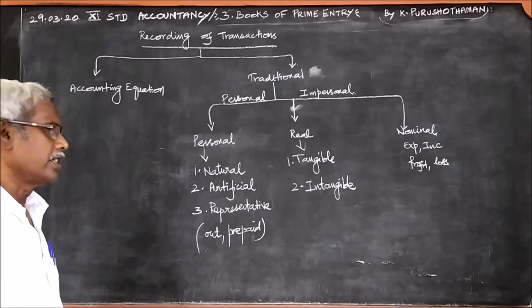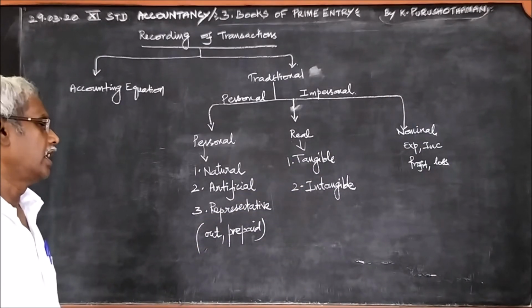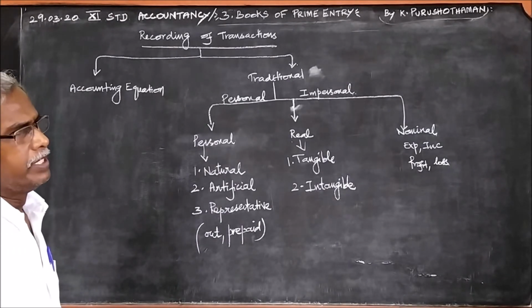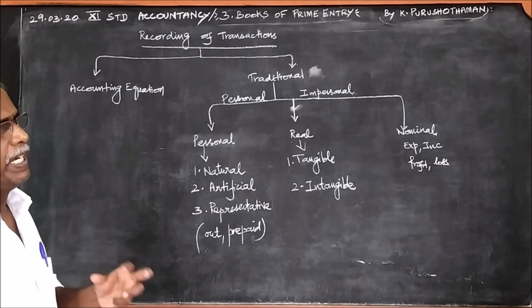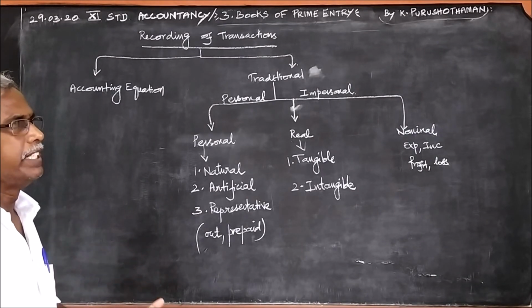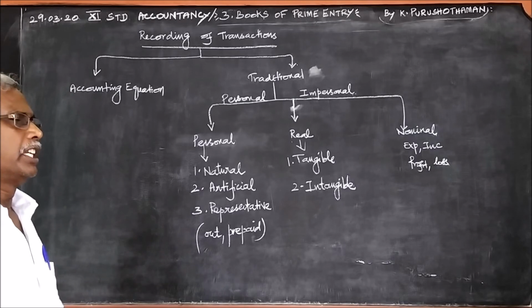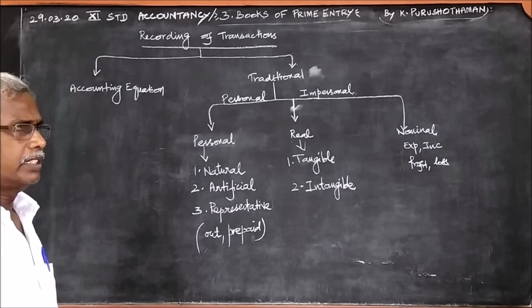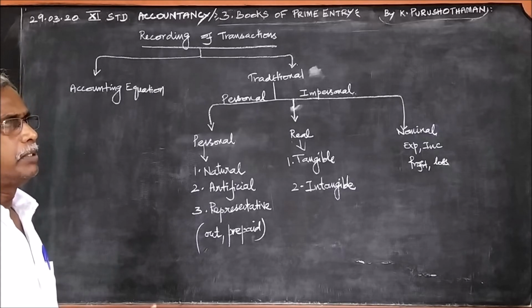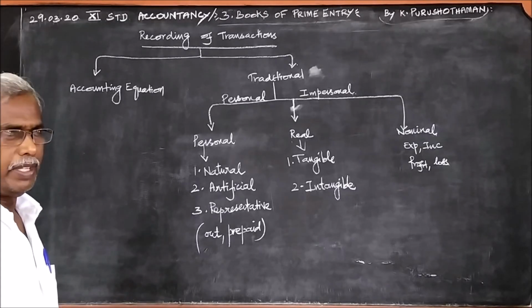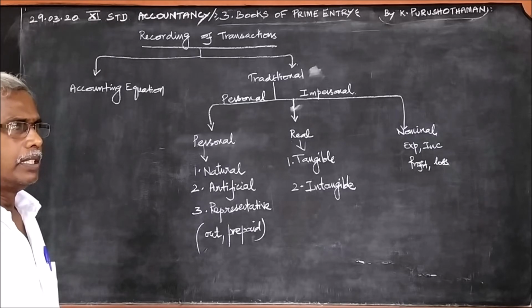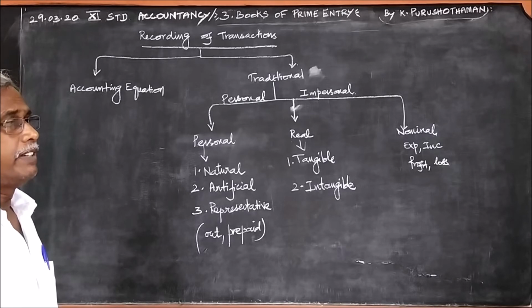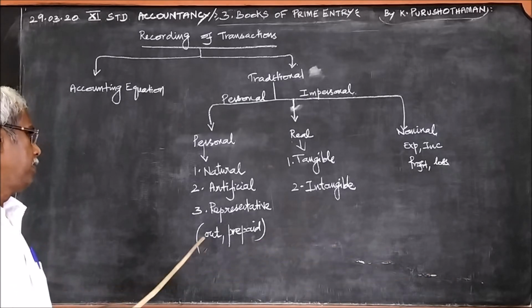Then the next one is the representative personal account. When expenses are incurred, there may be some expenses pending which have not yet been paid. They are called outstanding expenses. Even after the day of usage, it might not have been paid. But sometimes the amount will be paid well in advance. They are called prepaid expenses.